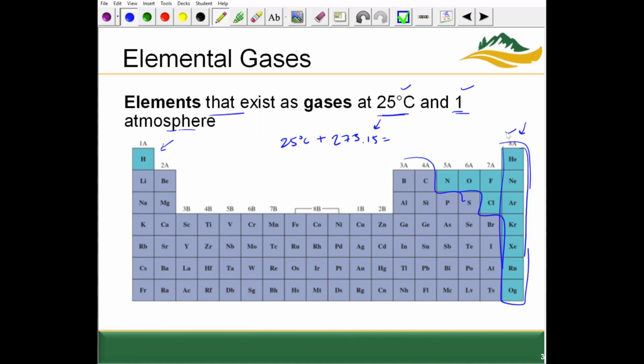You may recognize that this group here, remember these vertical columns are our groups. So group 8A are the noble gases. So those definitely exist as gases. This is not a surprise. They exist as gases around ambient temperature and standard pressure. Then some of our Brinkelhoffs as well shouldn't be a surprise, although technically bromine and iodine don't exist as gases at 25 degrees C and at 1 atmosphere.